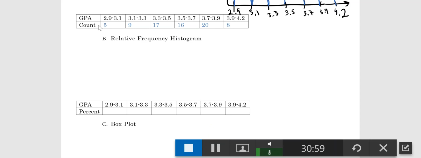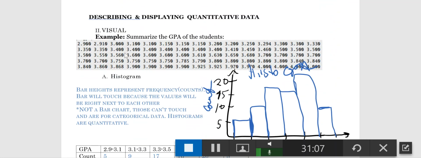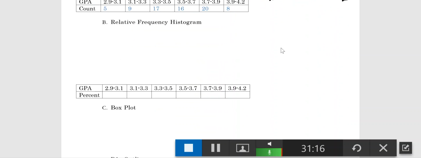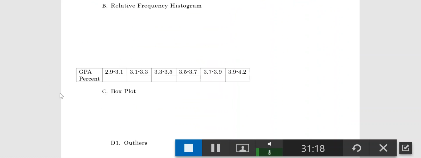What you would do is you'd take your 5 plus your 9 plus your 17 plus your 16 plus your 20 plus your 28 and add those all up and realize that you have 75 students. Another way you could do that is you could scroll up here and realize that this is a 1, 2, 3, 4, 5 by however many that is and multiply and you'd get 75. So there are 75 students. So to do relative frequency, you're going to take your counts from each class and divide by the total.